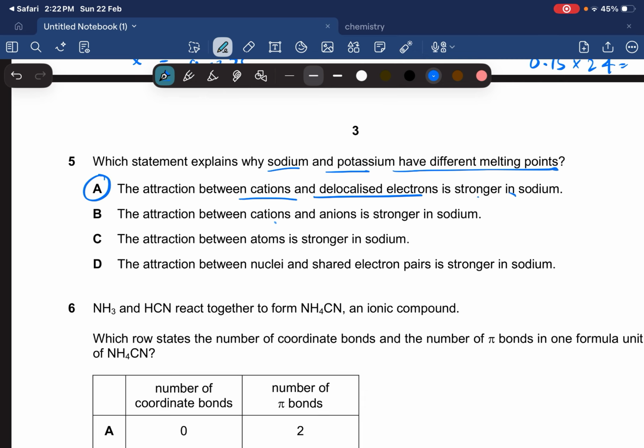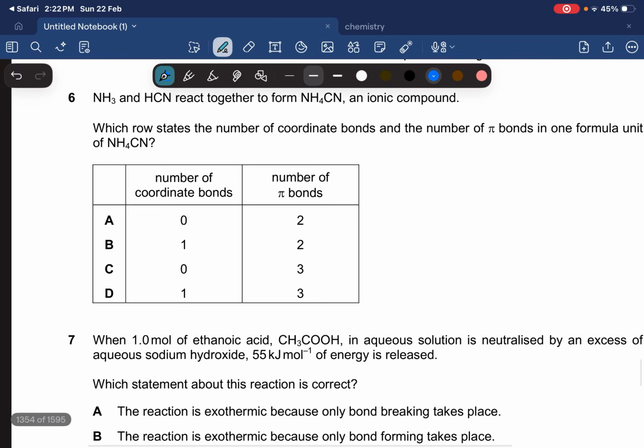The attraction between the cations and anion, there are no anions in metals. The attraction between the atoms, there are no atoms in metallic bonding. There are only cations because all the atoms tend to lose their electrons. The attraction between the nuclei and the shared pair, leave it.